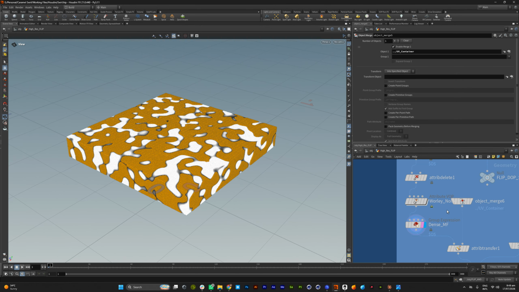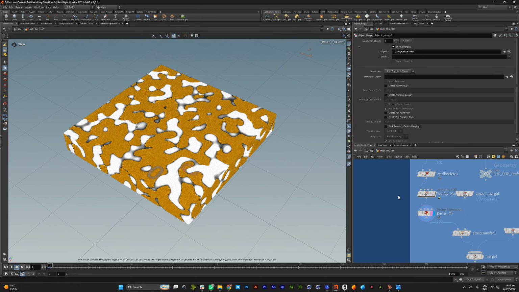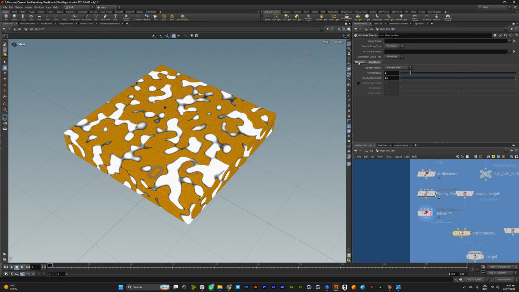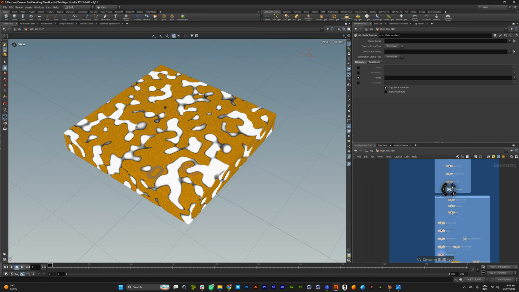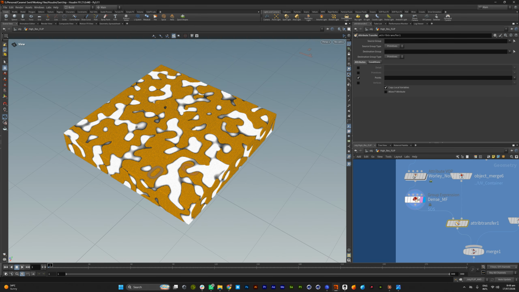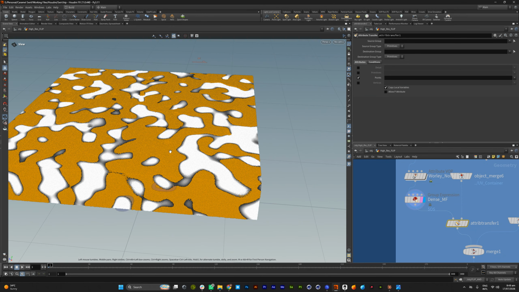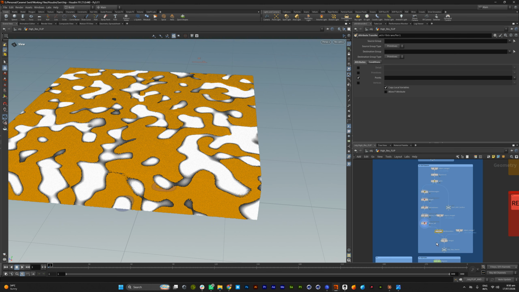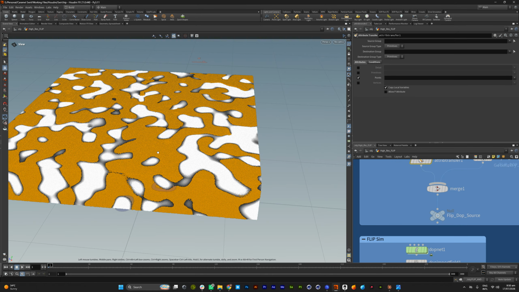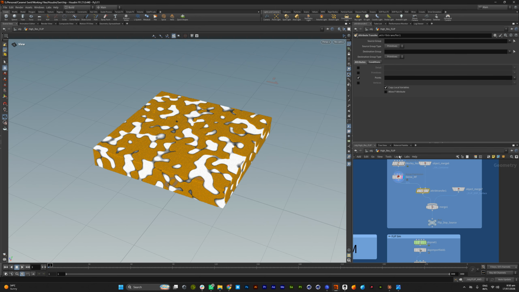The only thing that I did was, once I added that density attribute, I transferred my UVs from this container to my points with an attribute transfer. I didn't think this was required at the end of the day, but the reason I did this was that I was trying to UV unwrap my flip mesh. I use this flip DOP source setup to export my DOP source.